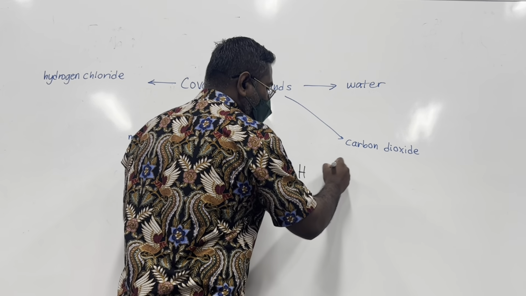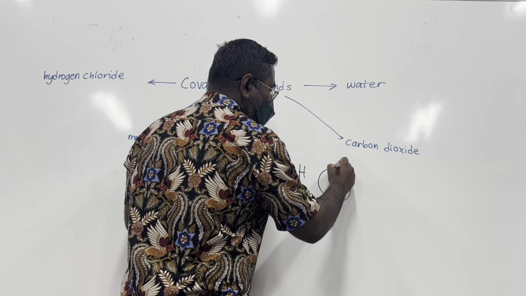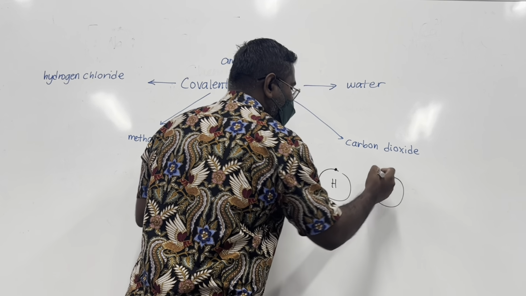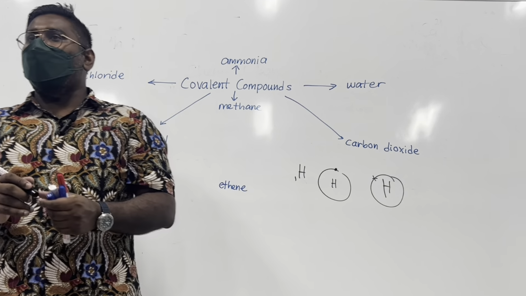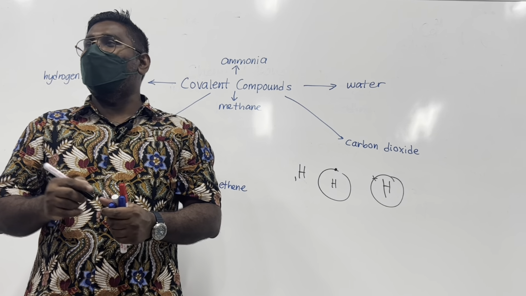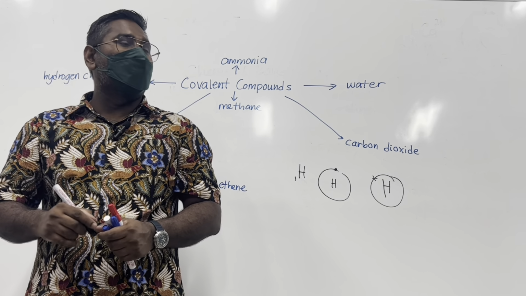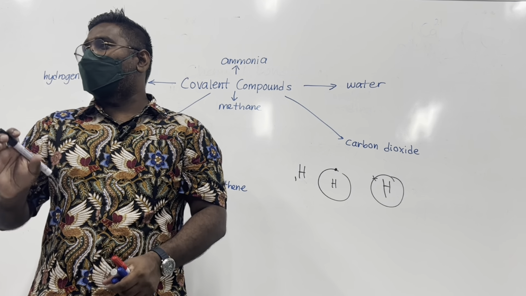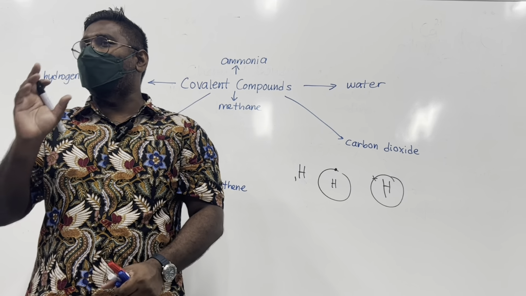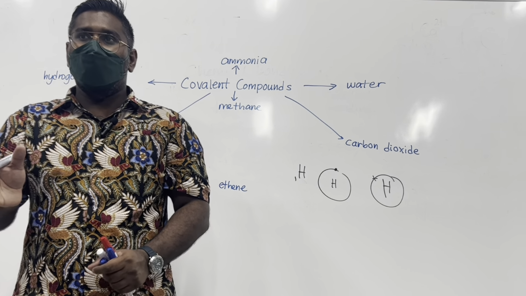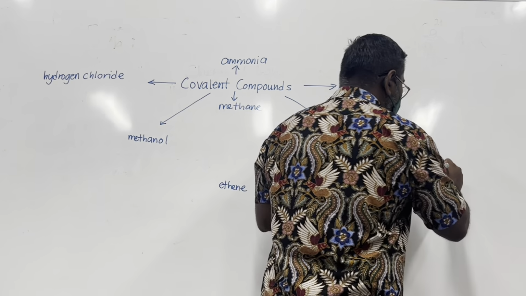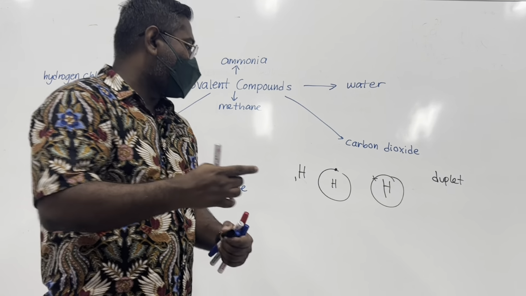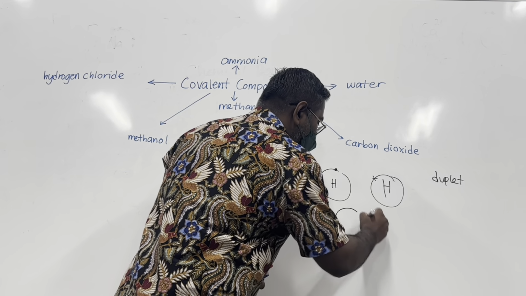So if I draw hydrogen, hydrogen has one electron, and another hydrogen has one more electron. Because the first shell can only support up to 2 electrons, we call it not octet. Octet is 8 electrons. If it is 2, we call it duplet. So they only require one more electron, and they are going to overlap.